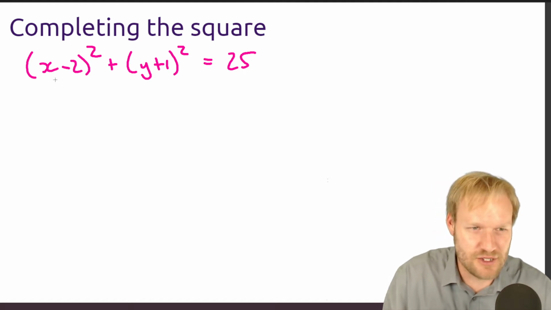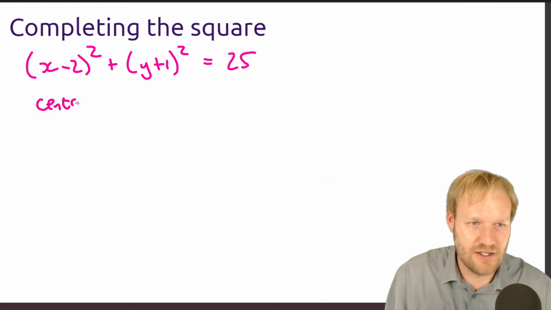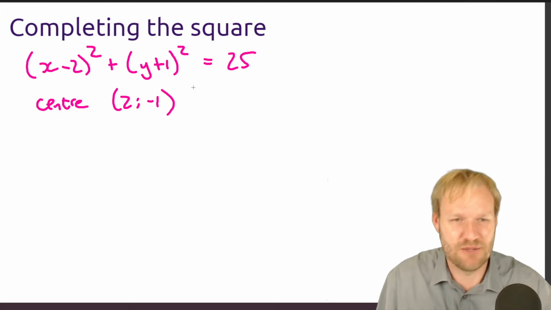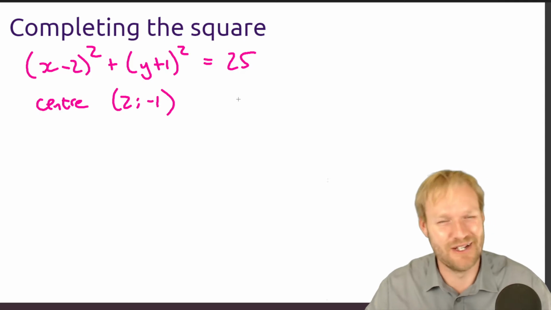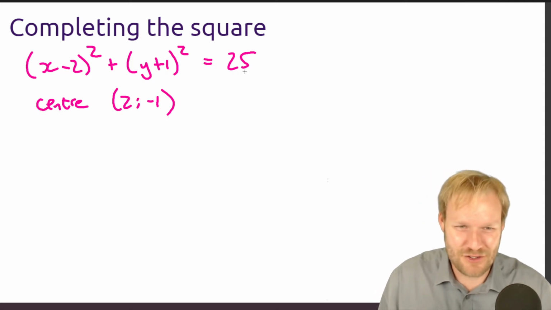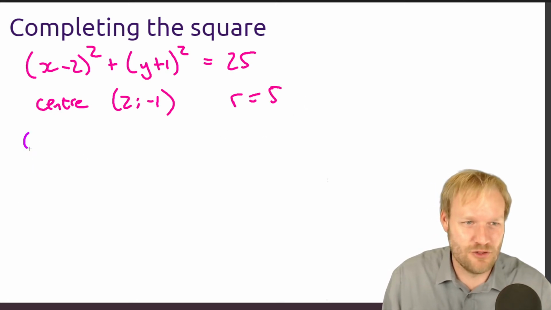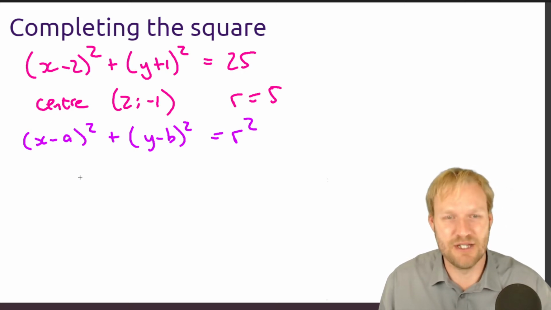Well, the center, we know, is given by this 2 and the negative 1, right? So the center here is (2, -1). Remember, that's like a y minus negative 1. Second question: what's the radius of that circle? Well, this is r squared over here, so our radius is 5. Because we know that our general formula for a circle is (x - a)² + (y - b)² = r², where our center is at (a, b).